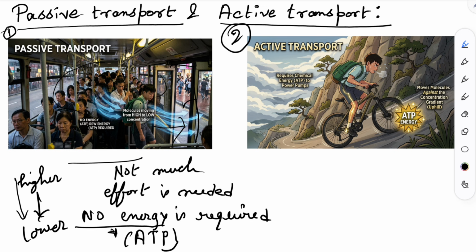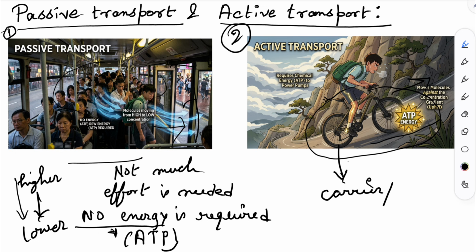Here we can see a little boy trying very hard to cycle. This is a steep hill, and he is cycling up this steep hill. First of all, he needs a carrier or a medium. In this image we can say that this cycle is acting like a carrier, right? Because through this cycle the boy is going upside.